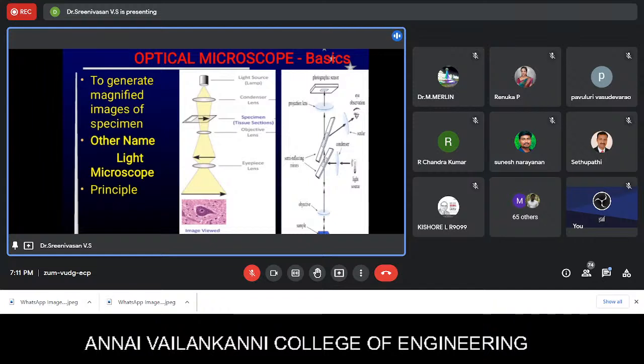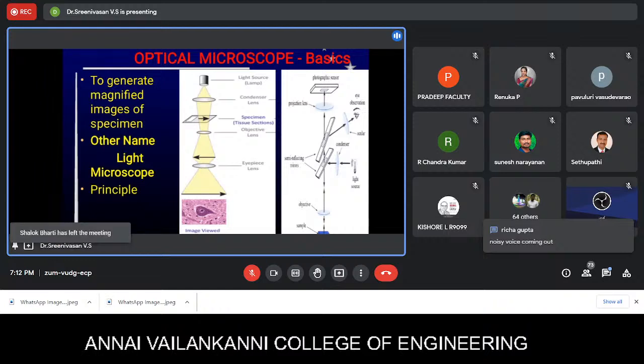So the specimen is having the darkness as well as the transparent nature according to its structure. So when the light ray passes through the specimen, actually that light ray will carry the inner structures of the specimen. So thereafter it will fall on the objective lens. Now that objective lens will magnify the images which are obtained through the light ray here.